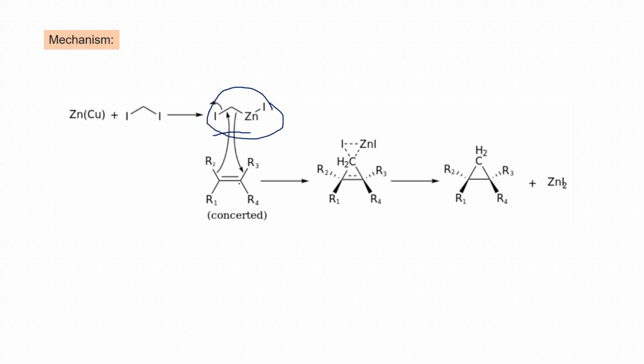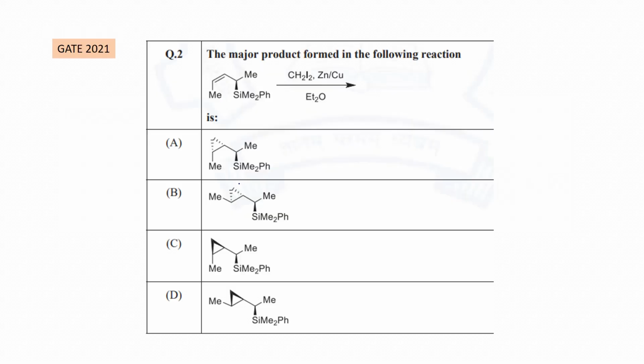There is one question which came in GATE 2021. Predict the major product formed in the following reaction. Options are given. Just give it a try, then we will solve it together.